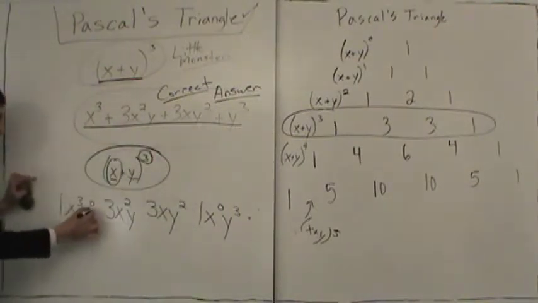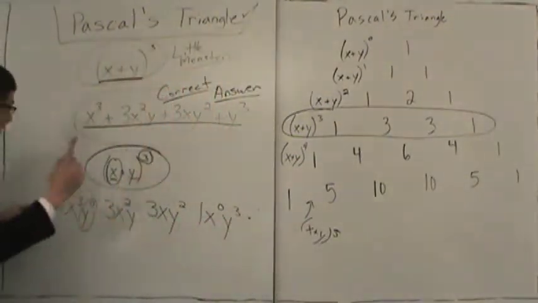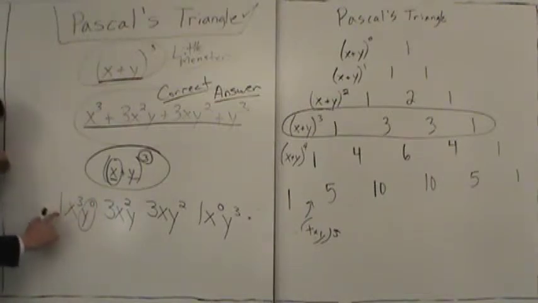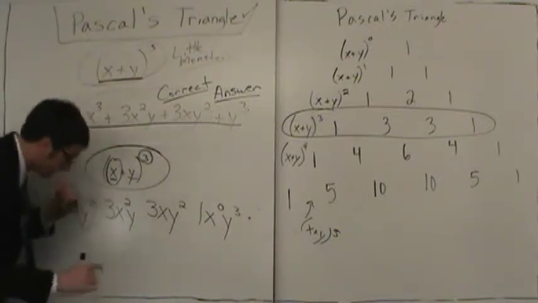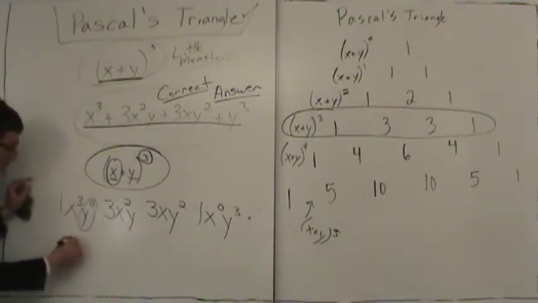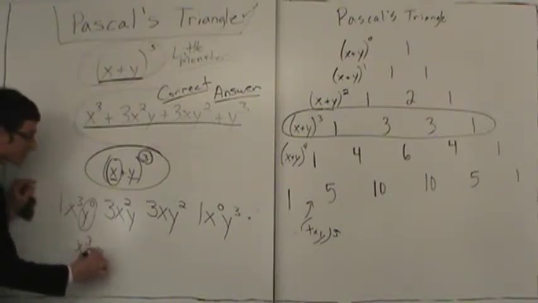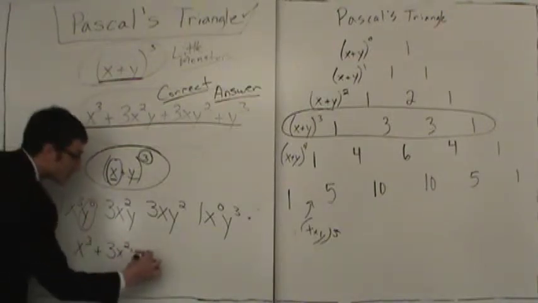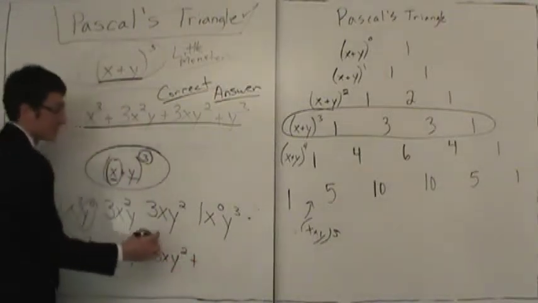Check this out. Now, what is y to the 0? Y to the 0 is just 1. So we can ignore the 1. We can also ignore this 1. So anytime you see a 1 or y to the 0, it can be ignored. So we just have what? X to the third. We're done with this term. Plus 3x squared y plus 3xy squared plus, what is this?